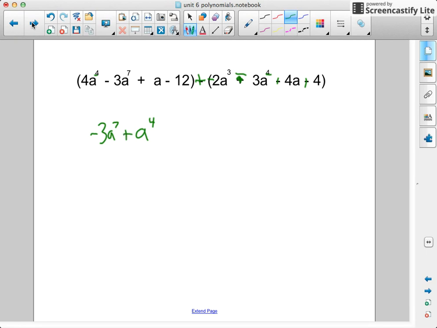I have an a to the 1 here and an a cubed here. Let's put in my a cubed, so nothing plus a negative 2a cubed, so that 2a cubed just stays in there. Now I have an a plus a positive 4a, so that would give me a positive 5a. If you want to cancel these out as you do them, you can do that, just so you don't get confused. Negative 12 plus a positive 4 is negative 8, or minus 8. So that would be my subtracted polynomial.